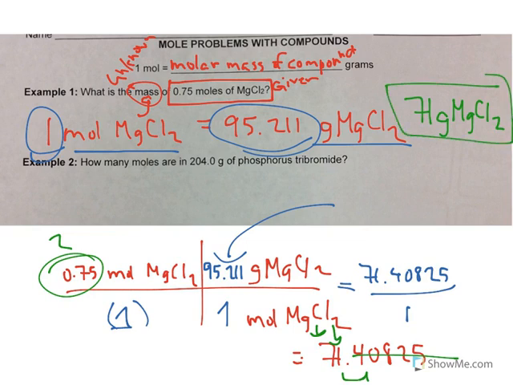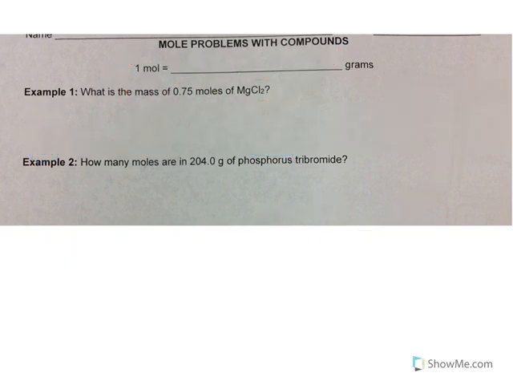Where did I get my unit from? Well, moles cancels with moles, and that leaves us with grams of MgCl2, so that's the unit we put on our answer. All right, that's beautiful and wonderful, but we could also go the other way. All right, so let's look at example 2, where we're going to go a little bit different direction with it.